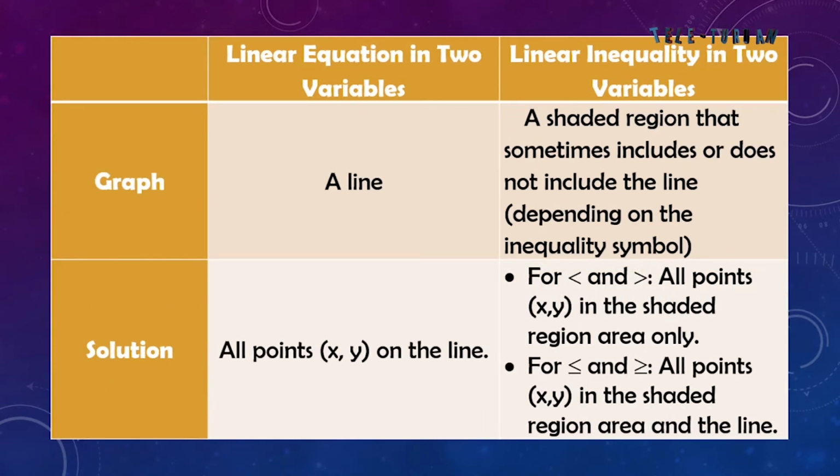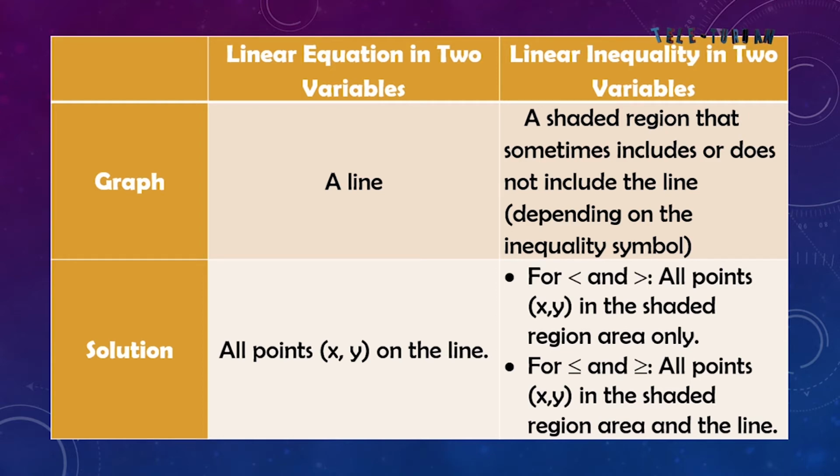There is also a big difference in their graphs. The graph of a linear equation in two variables is a line, while for a linear inequality in two variables is a half plane. The plane divider is a dashed line if the symbol used is less than or is greater than, and it is a solid line if the symbol used is less than or equal to or is greater than or equal to.